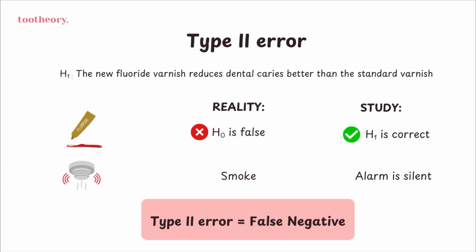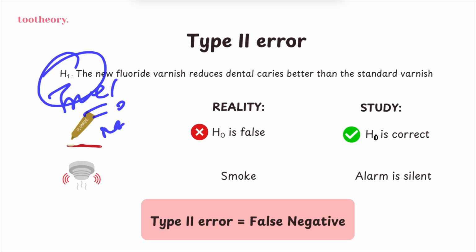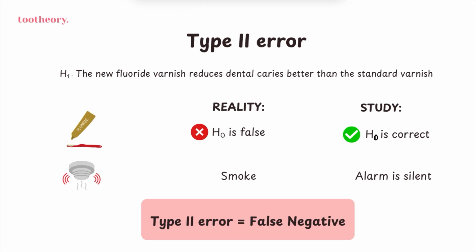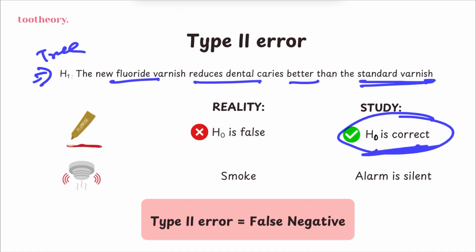So now let's flip the story. Suppose the fluoride varnish actually does work, which means the alternative hypothesis is actually true and something new is happening. So the alternative hypothesis in reality is true. That means the new fluoride varnish does reduce dental caries better than the standard varnish. But when we conduct our study, it says that the null hypothesis is correct, right? Whereas in reality, the null hypothesis is false.